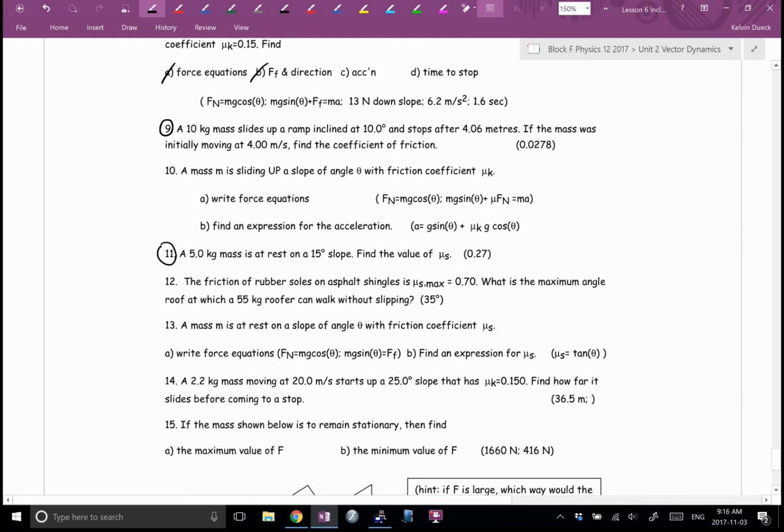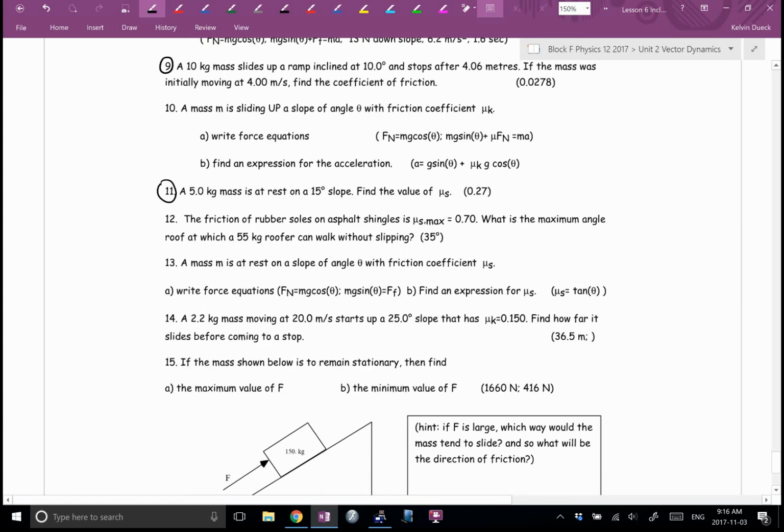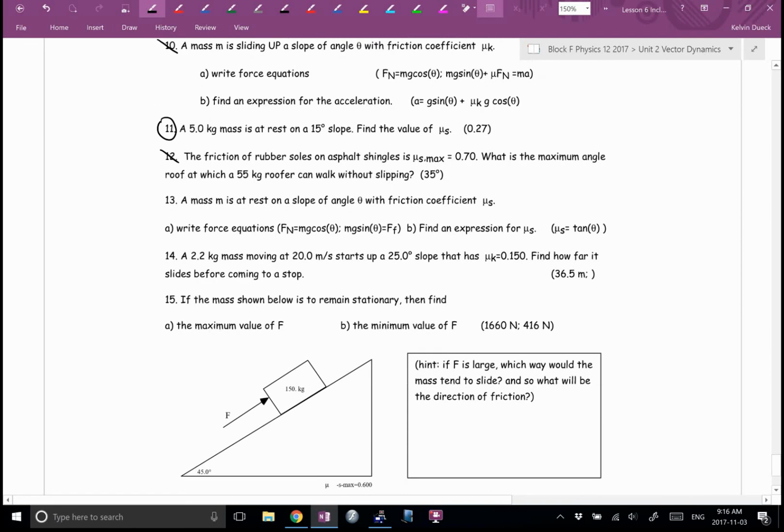Number 10 is good. I skipped 10, sorry, 11 is good. Why did I say 15 degrees? Wow. 10, skip 10. 11 is good. 12 is asking you to find an angle. You can skip that. 13B. 14 is good.